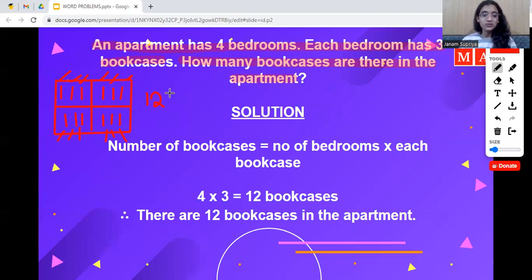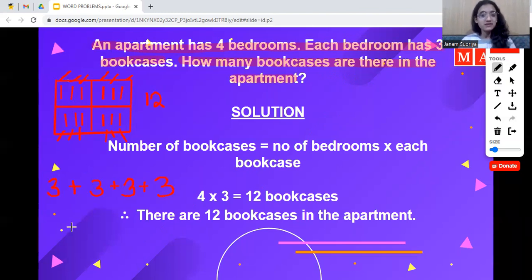This is how we visualize it and count it out. But what if there are so many bookcases that we can't draw and count them? In that case, how will we do it? Here what we have done is add 3 four times: the first bedroom's bookcases plus the second bedroom's, plus the third bedroom's, plus the fourth bedroom's. So we have added 3 four times.